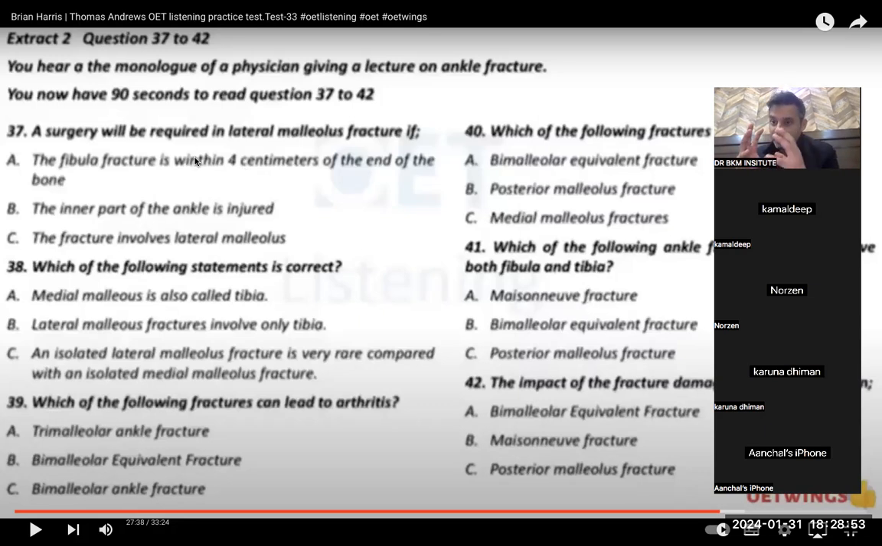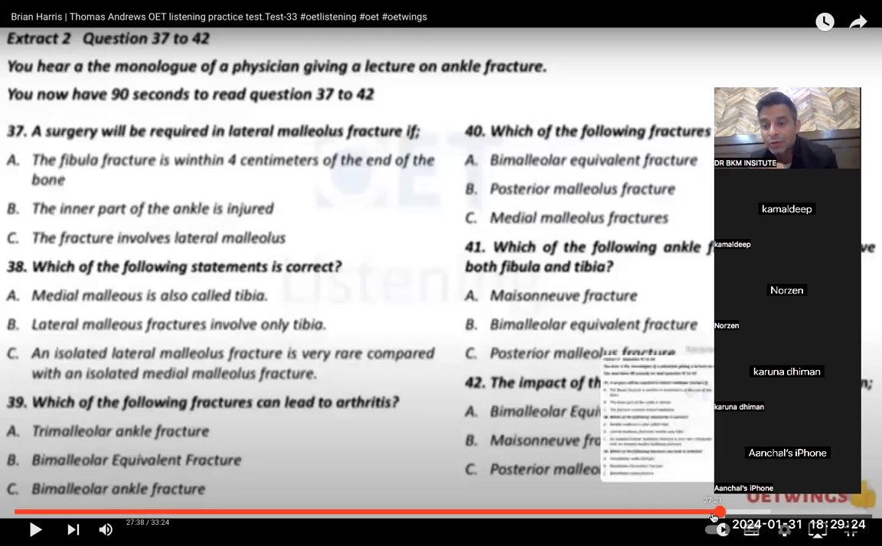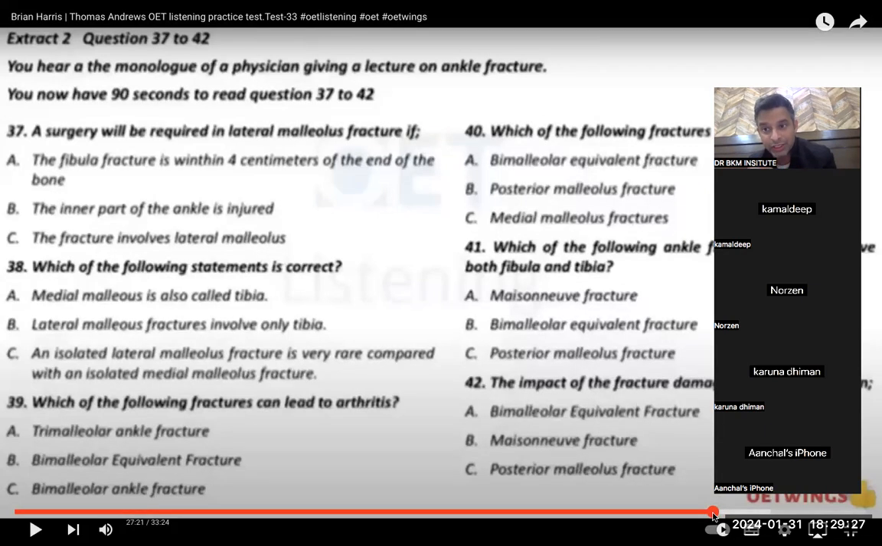Within 4 centimeters. That means it has to be within 4 centimeters, it cannot be 4 centimeters. It cannot be more than 4 centimeters at all. And the second, if I can figure out, inner part of the ankle is injured. So if there is any other part rather than the inner part, it is the second strict option. And the third option says fracture involves lateral malleolus. That means it involves lateral malleolus, but it can involve other things too. C is the most lenient option. I am not saying C is the answer, but generally saying how do you identify strict and not strict options.